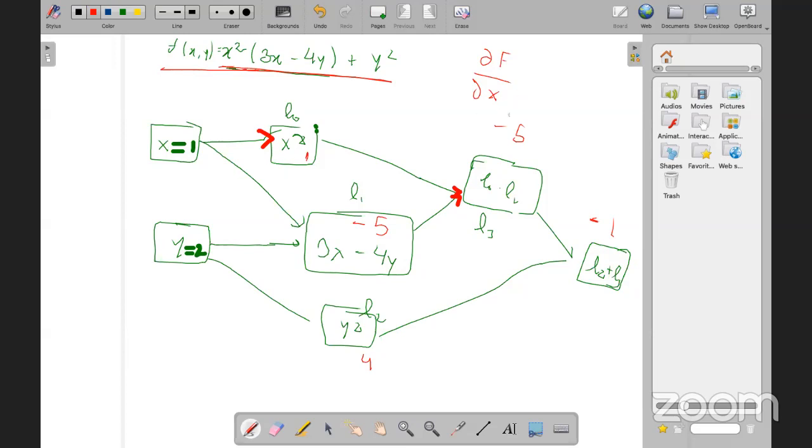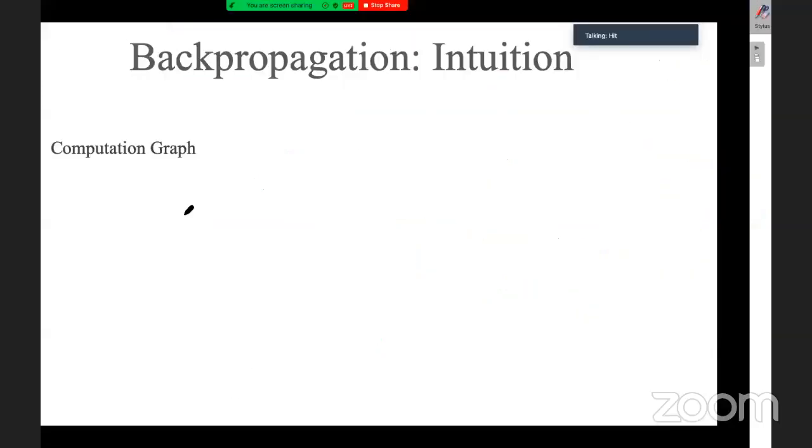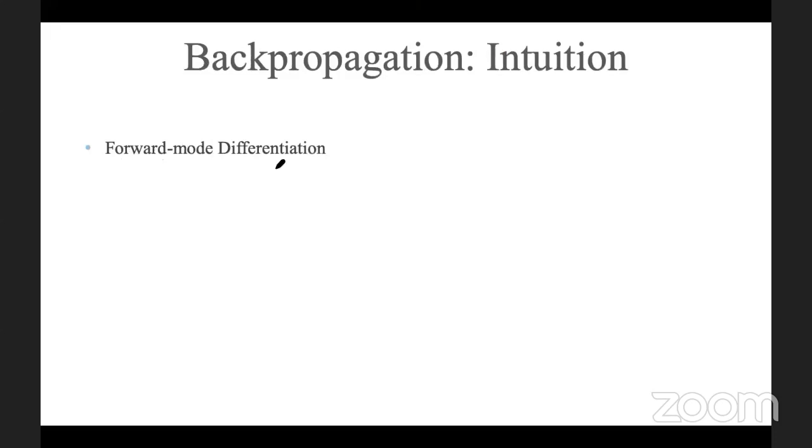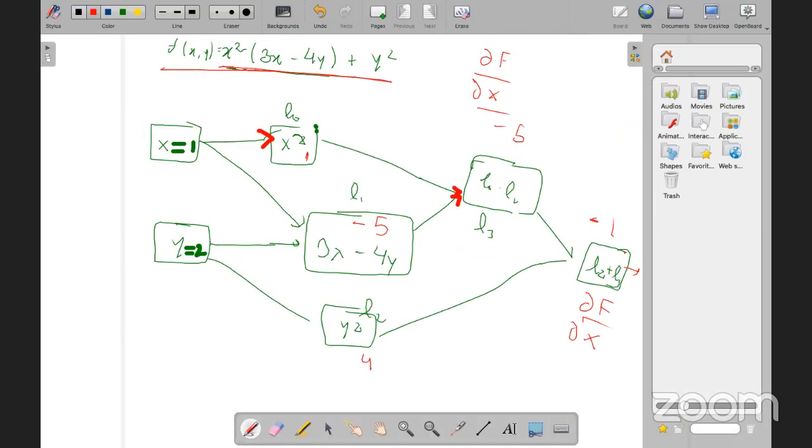For finding del f by del x, I have to pass through the whole graph, and for each node, I will have to compute the partial derivative with respect to x, and then I will combine them somehow to ultimately reach here. And this is my output. And that will give me del f by del x, right? So I hope there is no doubt about this. It's a very simple thing. So this is what you call forward mode differentiation. You are just moving this way and calculating the derivative.